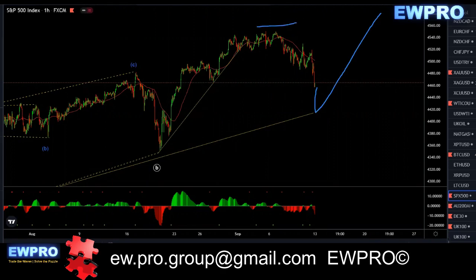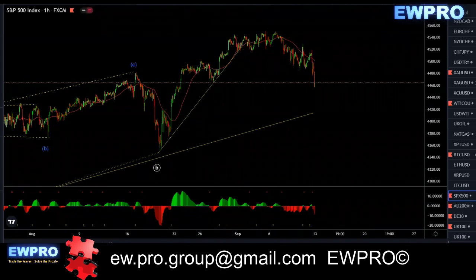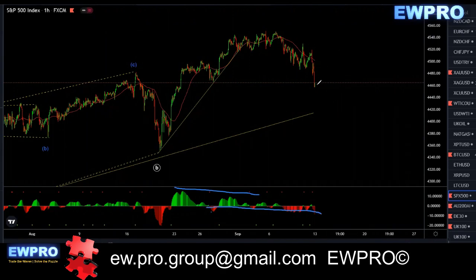But at this stage, you can only look for sells. We got that bearish divergence. There's no bullish divergence, so you can only look for sells. So if you get any little bearish setups, look for the sells.